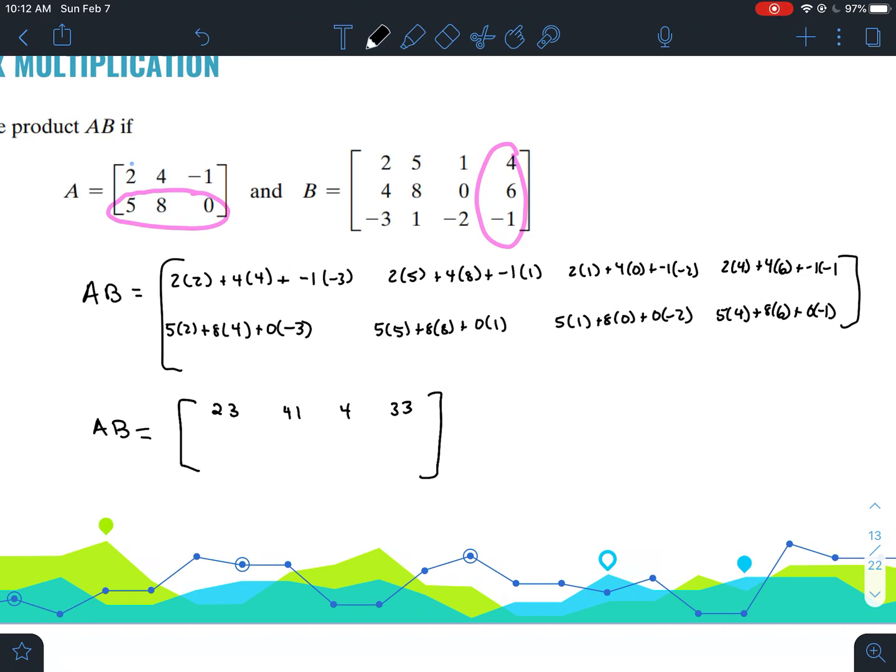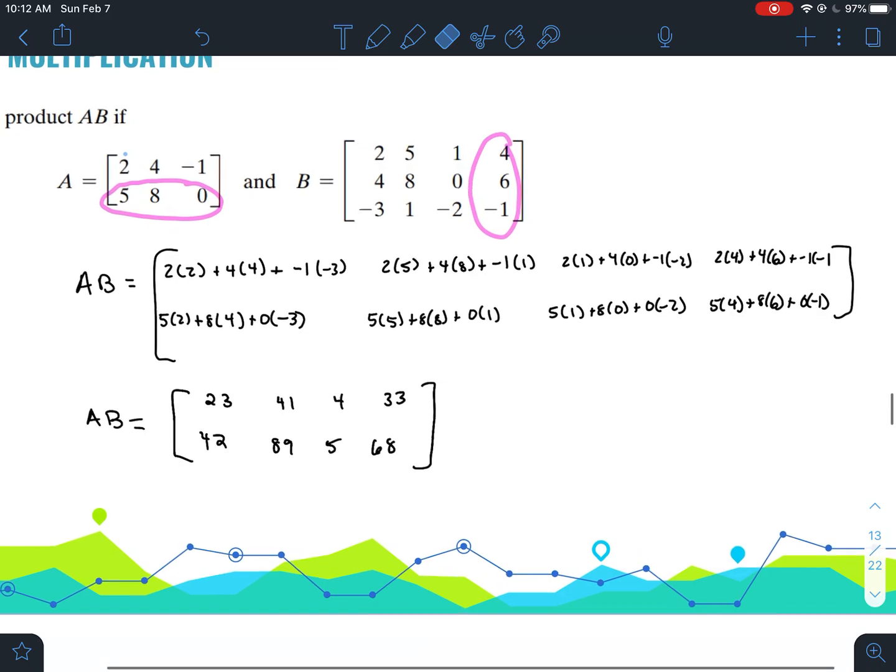And then we have 10 plus 32, so 42, and then plus 0 would stay 42. And then we have 25 plus 64, so 64 and 25 make 89, and then plus 0 would be 89. Then 5 plus 0 would be 5, and then 20 plus 48 would be 68. And so that would be my product matrix, A times B.